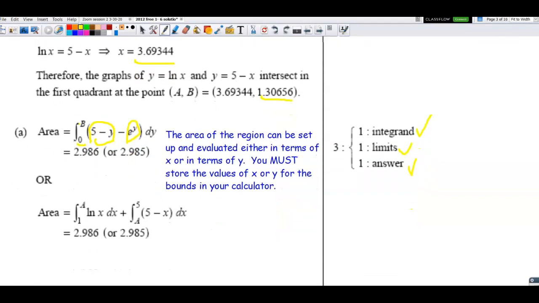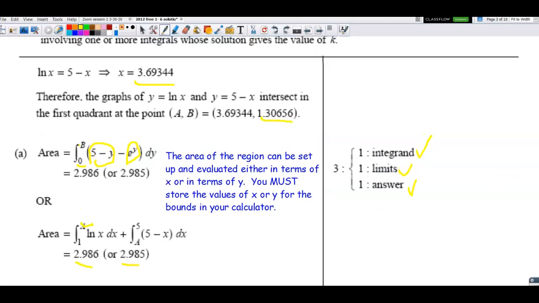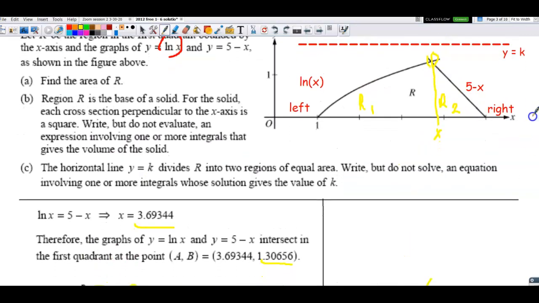And then doing the problem in terms of x, which is what I suggested. Again, we're not going to write the A, we're going to write that value of 3.693 here, but we'll use the stored value on our calculator when the calculator does its job to get 2.986 or 2.985. In letter B, region R, so now let me erase my work because I made 2 regions, but we are only looking at big region R.